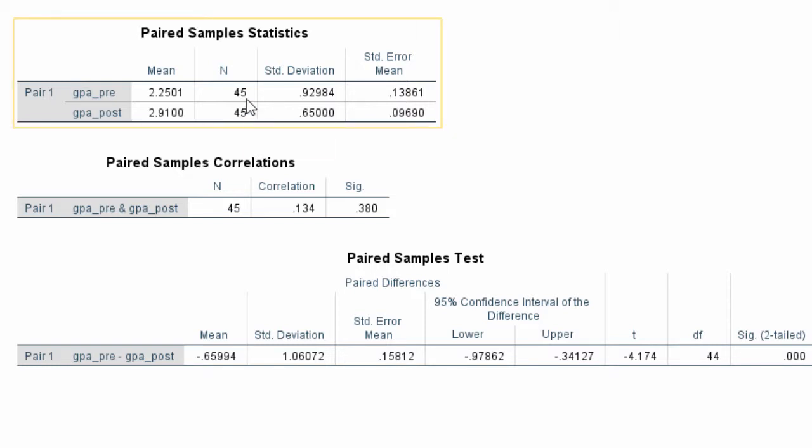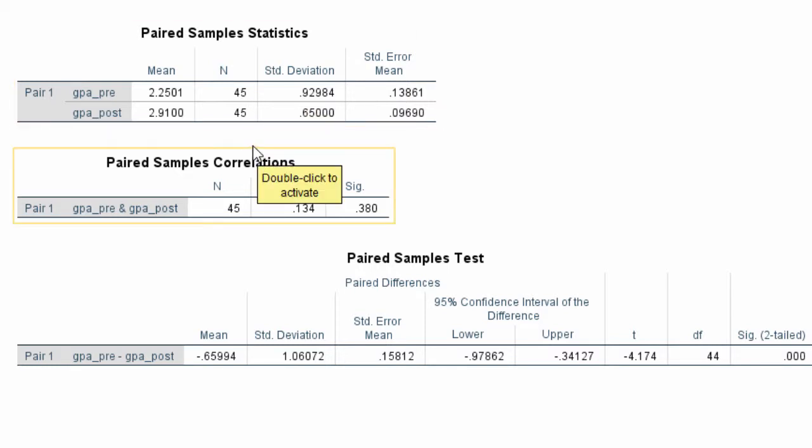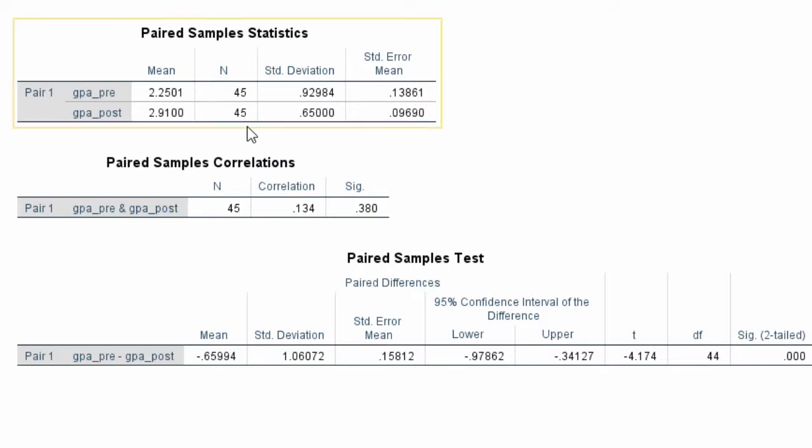We have the sample size of 45. This is a within subjects design. Keep that in mind. So the number of people is 45 across both levels. It's not a sample size of 90 for total. It's a total sample size of 45.